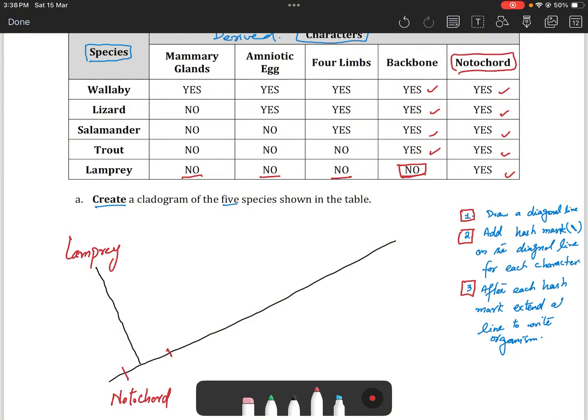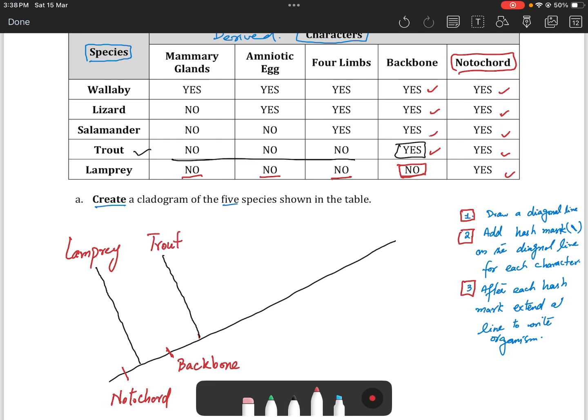So we will make another hash mark and we will write here backbone. And after backbone, after every hash mark, you extend one line. So you are going to extend one line and you will put the name trout, because trout has backbone, but it doesn't have all the remaining. So we are going to write here trout.